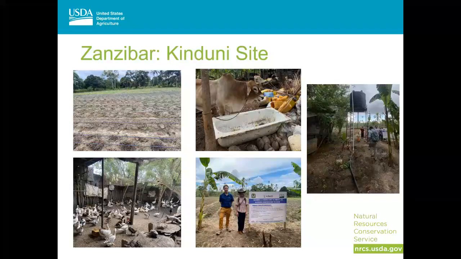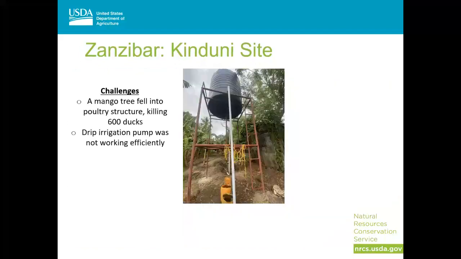This is the Kunduni site, and it was one of my favorite sites. They had ducks, goats, chickens, and cattle. The fields were fertile from years of building up the soil with organic matter, and the farmer was charismatic and passionate. Some of the challenges at the site were that a mango tree had fallen into their poultry structure, killing 600 ducks, which, one cool thing is, this farm had so much diversification that they were resilient enough that this didn't really bother them. Of course, it was a loss of money and just takes time to fix structures up, but they had enough other stuff going on that it didn't cause a lot of economic concerns for them.